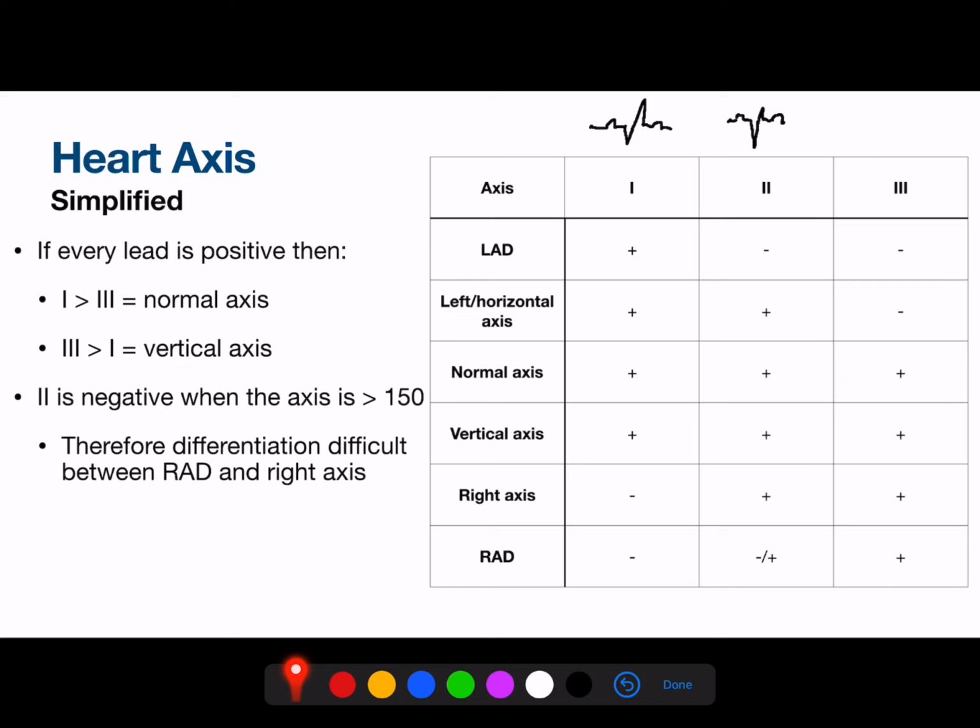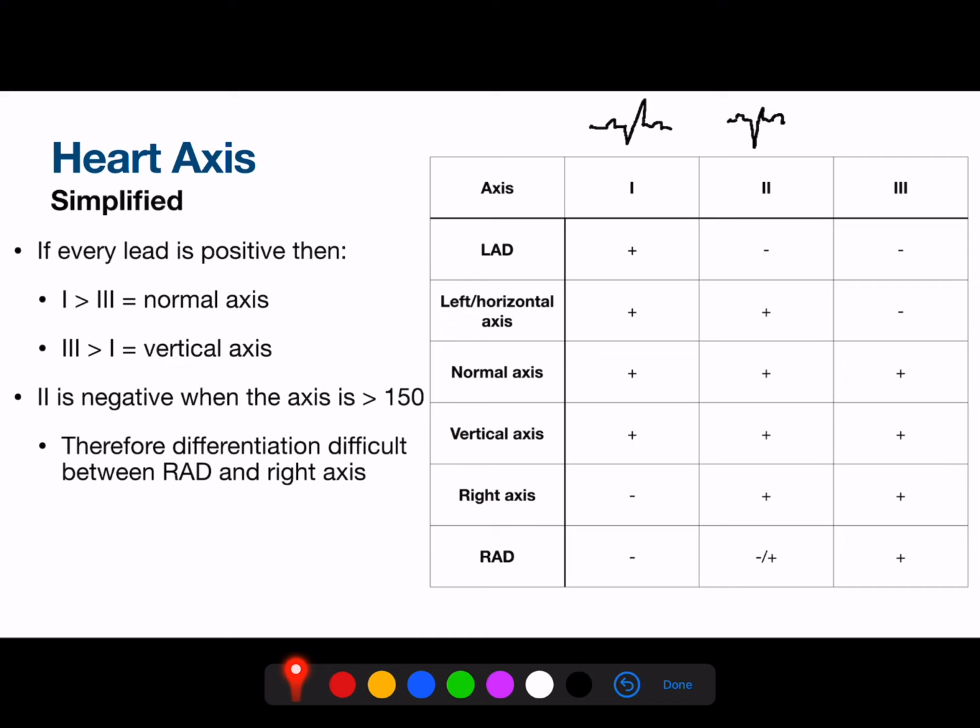What you have to think about here is, as you can see, for the normal axis and the vertical axis, all the QRS complexes are positive. So you can differentiate this by looking at the first and the third lead. If the first lead has a greater positive amplitude than the third, this is how you know it's the normal axis. And if the amplitude on the third lead is larger, then it's the vertical axis.